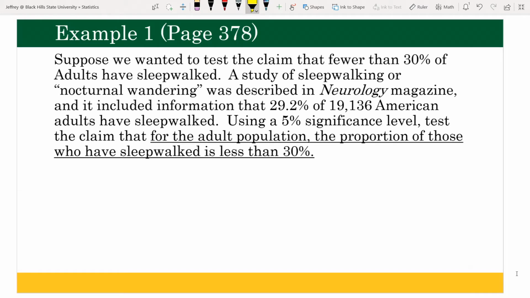So for this example, we want to test the claim that fewer than 30% of adults have sleepwalked. I always like to at least highlight or underline the claim here. Based off of an article that we have, there is information that 29.2% of 19,136 American adults have sleepwalked.